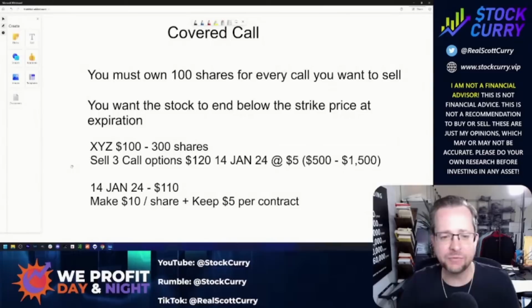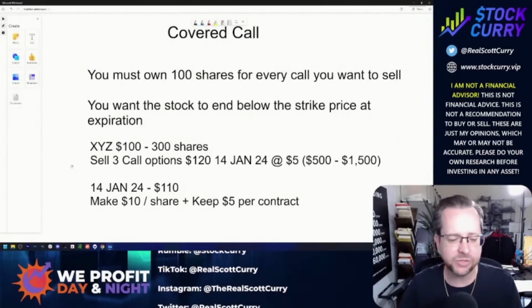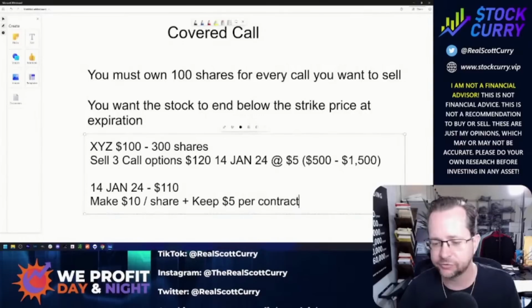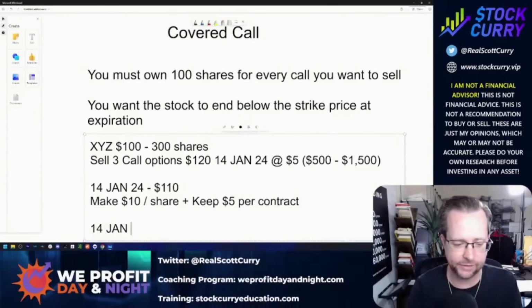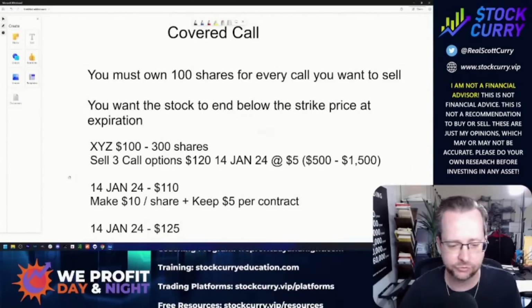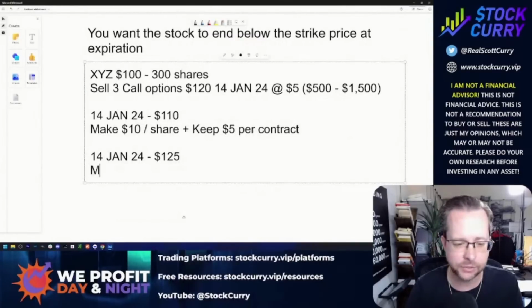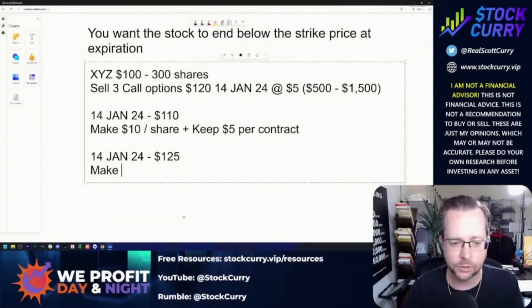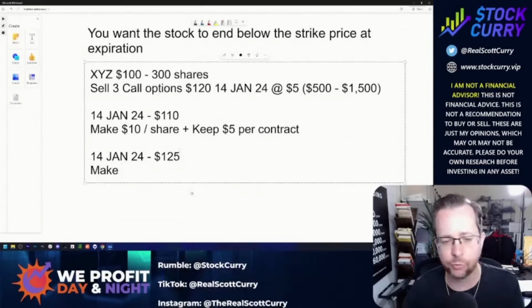So before I move on to cash secured puts, wait, one more thing. What happens if it goes down? Probably pretty important to answer. Say the expiration comes along and the stock's at $125 per share. Well, what you end up having to do is you're going to make your, well, actually, you don't make $25 per share. Why?